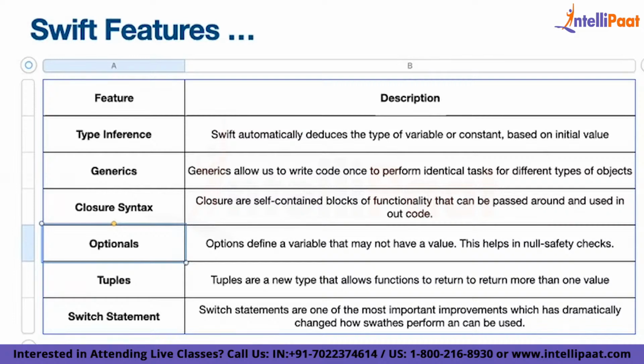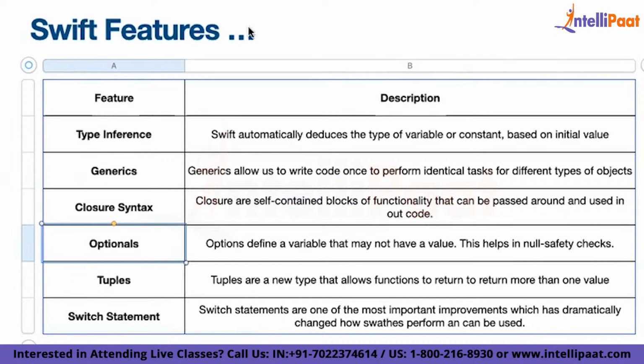So like in Java, we can just declare a variable, and when you try to print it, it will crash because the variable was never initialized. But when you create a variable which is an optional and it is not initialized, the compiler itself will complain that you are using a variable which is not initialized. So it protects you from null checks.